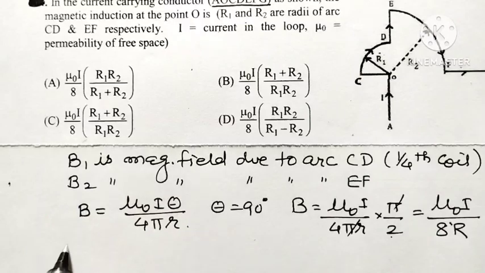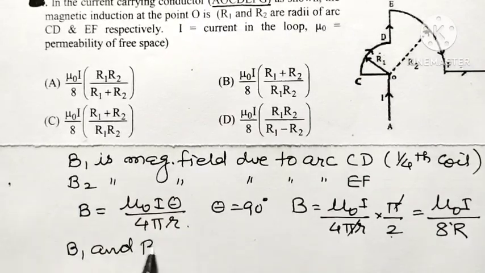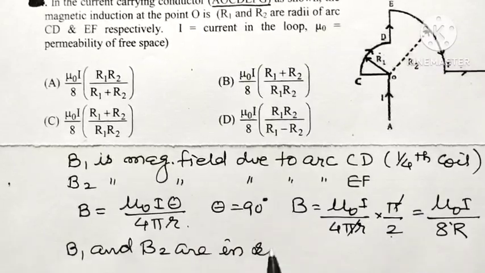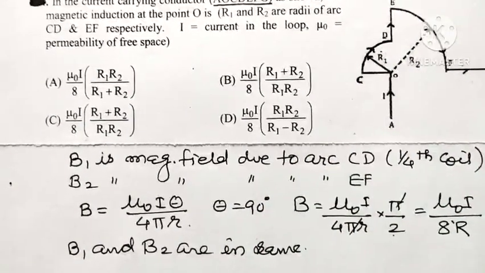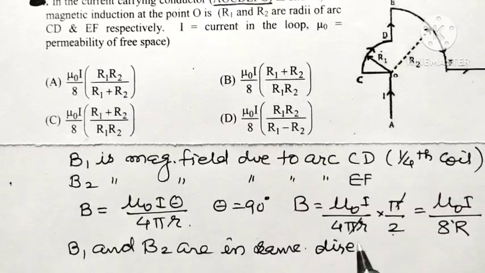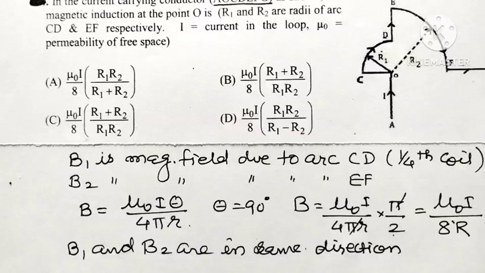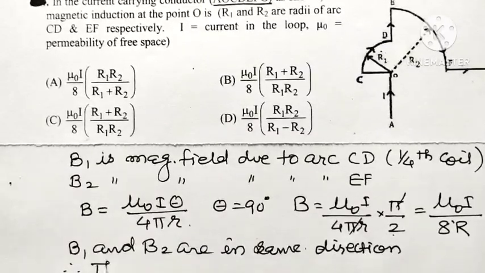B1 and B2, they are in the same direction. Why are they in the same direction? Because the current is flowing in the same direction, that is in clockwise direction. So B1 and B2 are in the same direction and therefore they get added.